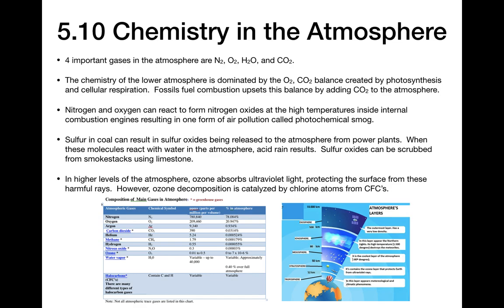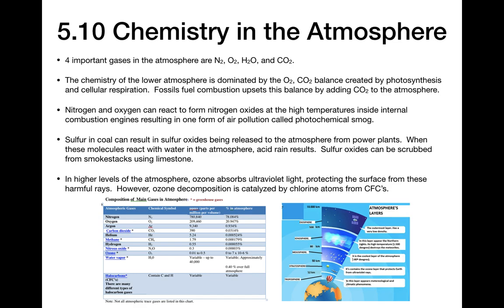Nitrogen and oxygen, which are in the atmosphere as the two main components, when they are drawn into an internal combustion engine, the high temperatures of the internal combustion engine can actually cause the oxygen double bond and the nitrogen triple bond to be broken, resulting in nitrogen oxides being able to form and come out the tailpipe of your car. Once it gets into the atmosphere, there's a variety of reactions that can occur, resulting in something called photochemical smog.